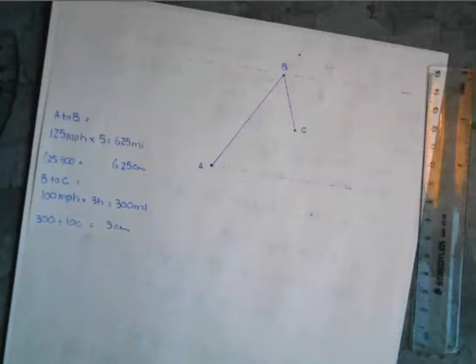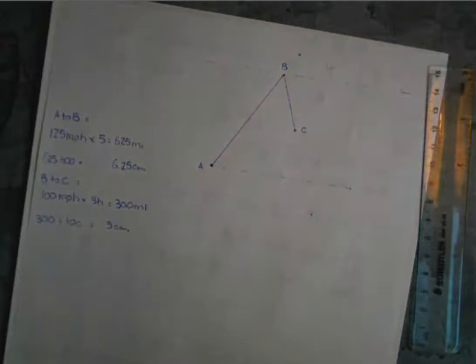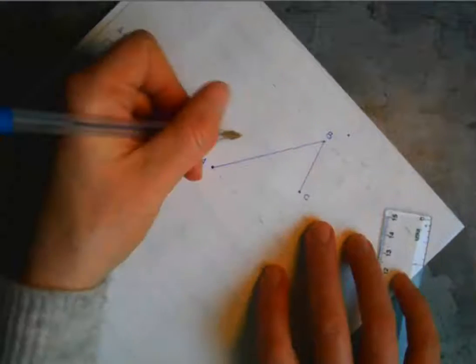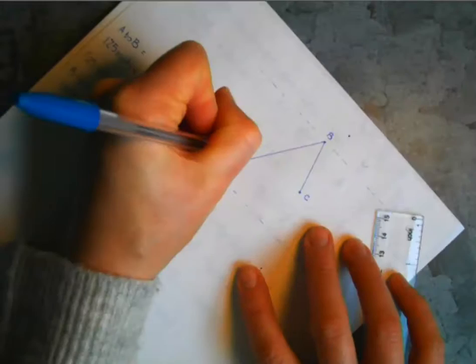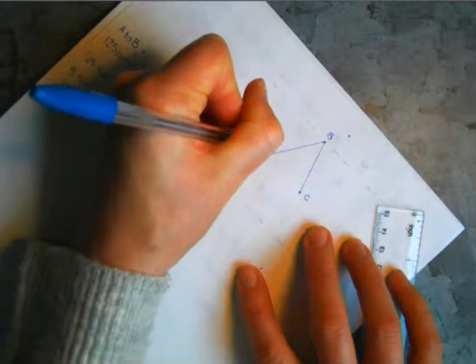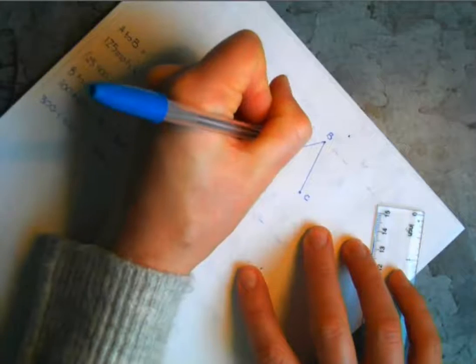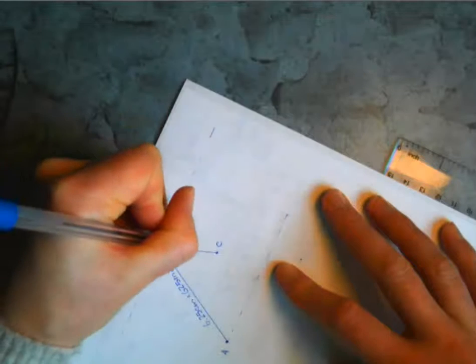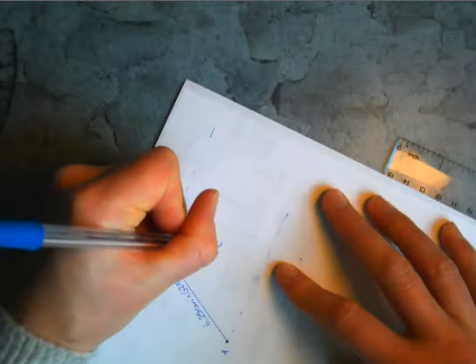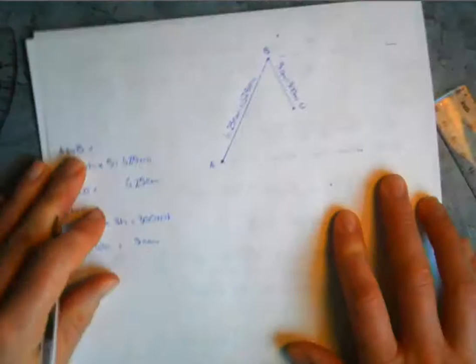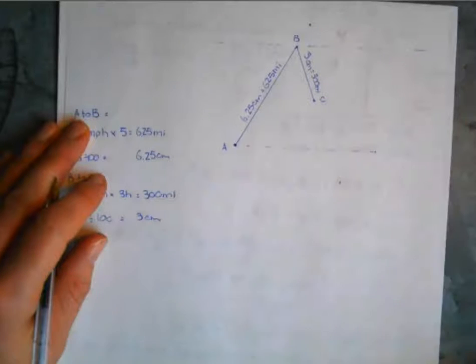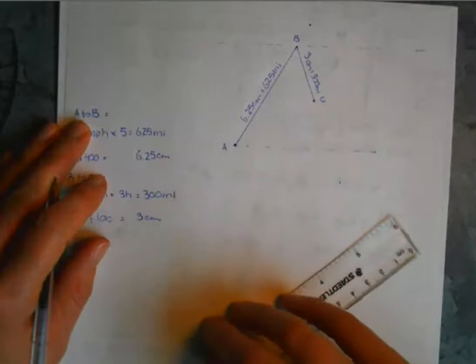Okay, so that was asking us to make a scale drawing for the airplane's flight path. So you would maybe just want to write in here 6.25 cm equals 625 miles. And 3 centimeters equals 300 miles. So there's our scale drawing, but the last thing that it asks us is to explain how you could estimate the distance from point C to point A.